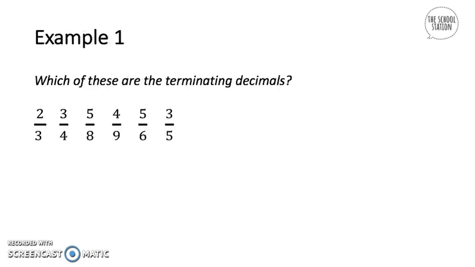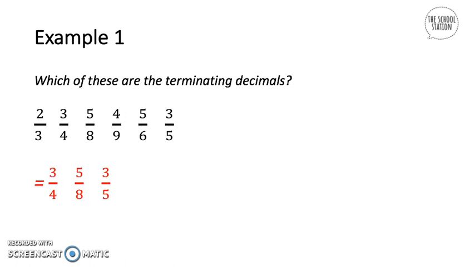Now I want you to pause this video and have a go, looking at the definitions. Which of these are the terminating decimals? We have 6 different fractions here: 2/3, 3/4, 5/8, 4/9, 5/6, and 3/5. Again, pause this video and try to find out which are the terminating decimals without using a calculator. Alright guys, hope you have tried. And here is the answer.